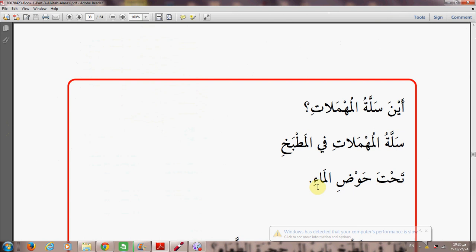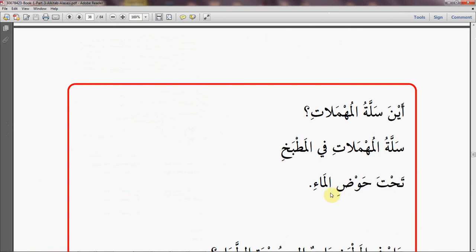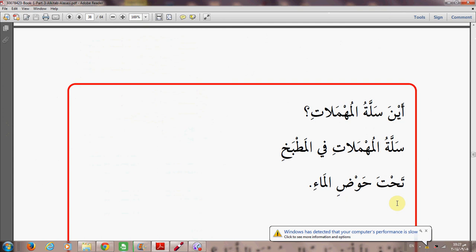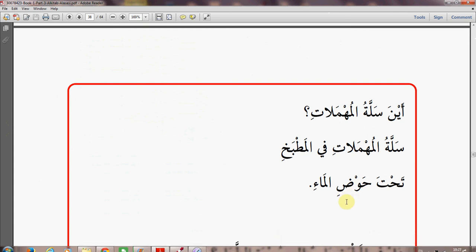حوض الماء means the water sink. In English, حوض الماء refers to the sink in general, but we call it حوض الماء. Okay, so repeat after me. أين سلة المهملات؟ سلة المهملات في المطبخ. تحت حوض الماء. تحت حوض الماء. حوض is the sink.